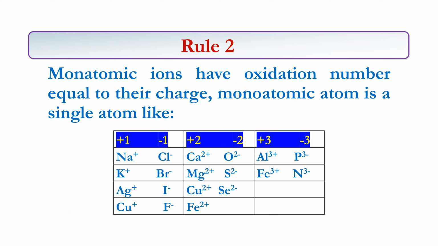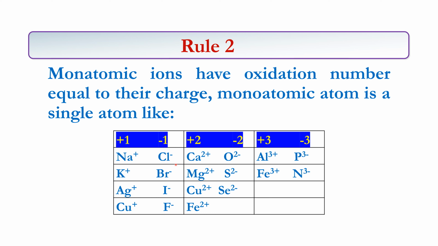So we go to Rule 2. Monoatomic ions have oxidation number equal to their charge. So when we talk about monoatomic ions, we simply mean single atoms. Examples are Na+, so it is a monoatomic ion because it's only sodium, it's not combined with any other element. So monoatomic ions have oxidation number equal to their charge. So Na+ has +1 charge, K+ has +1 charge, Ag+ has +1 charge, Cu+ has +1 charge. The same thing is applicable to Cl-.